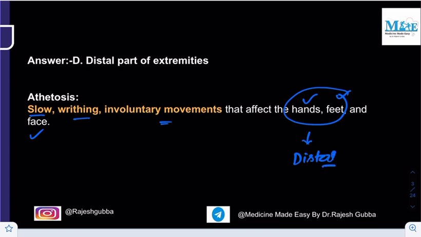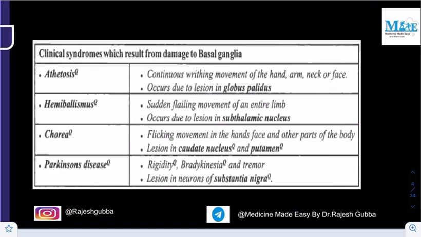And where exactly is the site of lesion for the development of athetosis? Now let me tell you various involuntary movements and their respective sites of lesion. Athetosis is continuous writhing movements within the hand, arm, neck or face, and the site of lesion is the globus pallidus. Next is hemiballismus, a sudden flailing movement of the entire limb, and the site of lesion is the subthalamic nucleus.